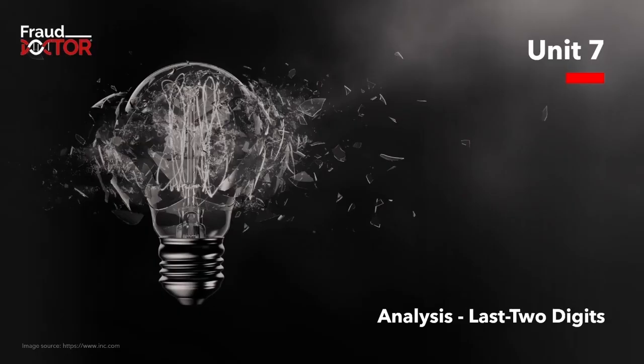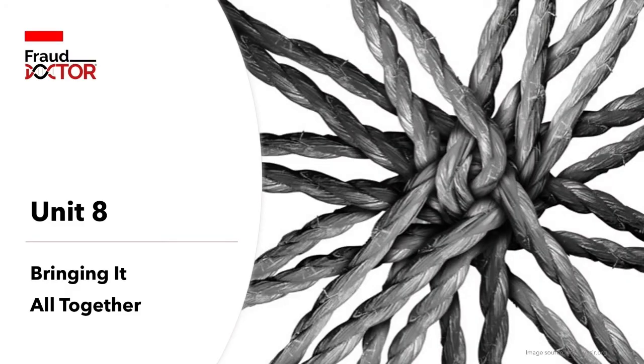In Unit 7, you will learn about the last two digits test to detect number invention. And finally, Unit 8 will teach you about combining the findings from the testing to select specific transactions for further examination.